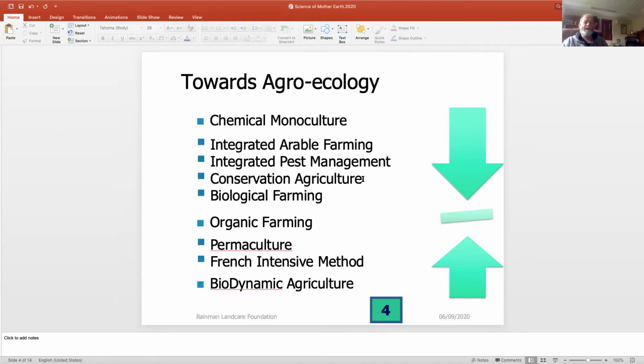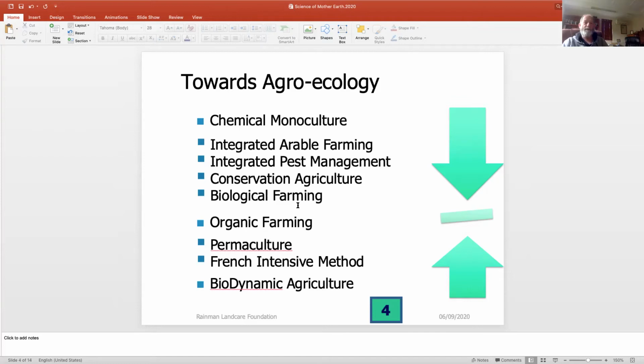And the third thing is they introduce crop rotation. So conservation agriculture is already halfway to organic farming, and biological farming is 2/3 of the way towards organic farming, because the biological farmers understand the soil biology, they understand how to use compost and soil organic matter, and although they may still be using some fertilizer and poison, they're well on the way to organic farming.